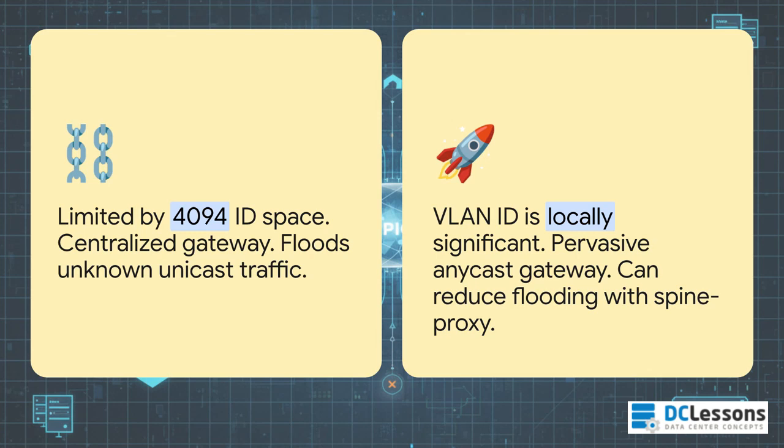ACI solves some classic networking headaches. First, that 4094 VLAN limit, it's basically gone. VLAN IDs are only locally significant on a switch, so you can reuse them all over the fabric. Second, and this is a game changer, instead of having a single gateway on a core switch, the BD gives you a pervasive anycast gateway. That means the gateway IP exists on every single leaf switch at the same time. This optimizes traffic and makes moving VMs a breeze. And third, ACI can use its spine proxy feature to figure out where endpoints are, instead of just flooding traffic everywhere. That saves a ton of bandwidth.